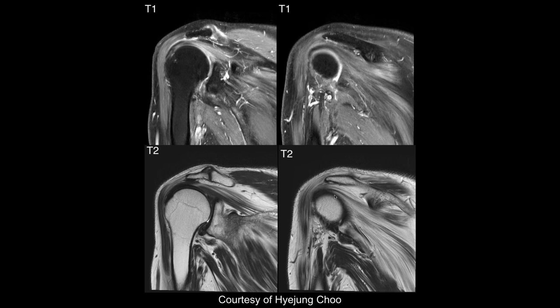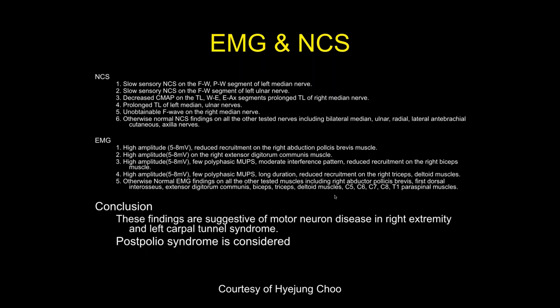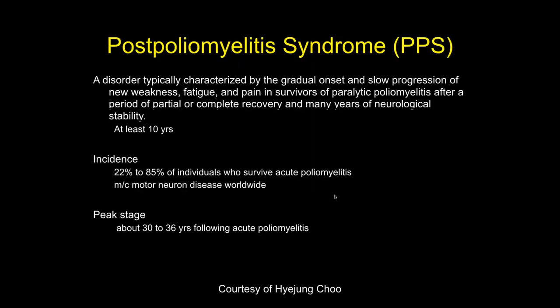diabetes tends to affect the longer nerves first, so it would start in the hands and or the feet, really, and then maybe the hands, but the feet are really the characteristic location for diabetes. This isn't diabetes. Brachial plexus problem? Sure, brachial plexus problem. This turned out to be polio.